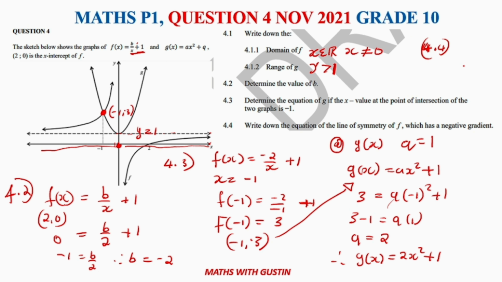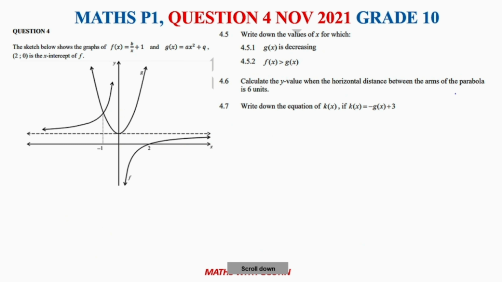When they ask us for this, the line of asymptote, I explained this in the previous question. It's more or less the same thing. C will be equal to the line of asymptote, which in this case is plus 1 on both g and f. So you are going to be left with a negative gradient. For the negative gradient, you just put negative 1. Therefore you've got x there, and that will be your equation of the line of symmetry that will pass through that graph. Now let's move to question 4.5.